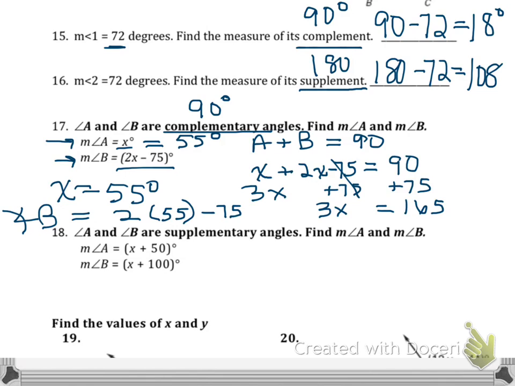55 will be 110, right? 110 minus 75 is going to get me 35 degrees. And when I add those angles up, I do indeed get 90, so I know that they're complementary. So I'm happy with that work. All right, we're going to go on to number 18, but I'm going to shift everything up a little bit.